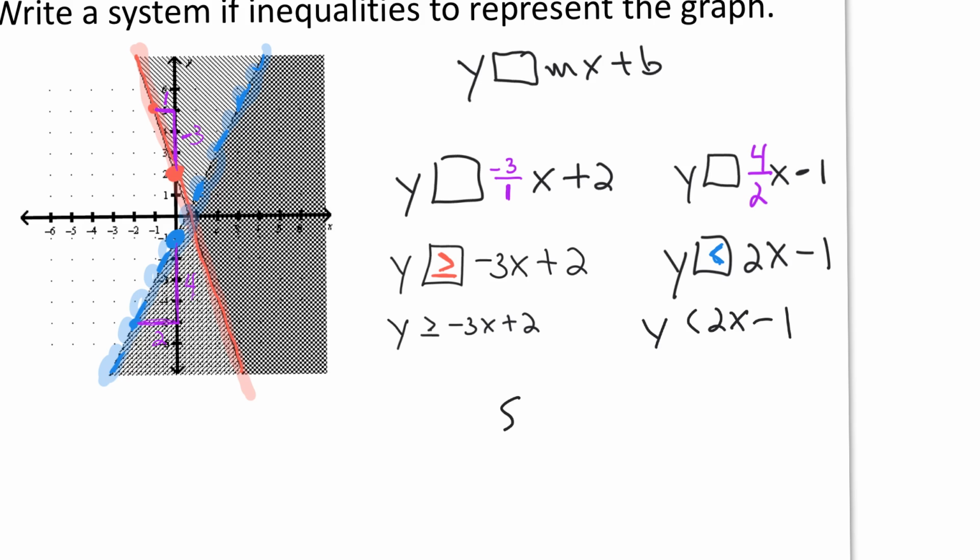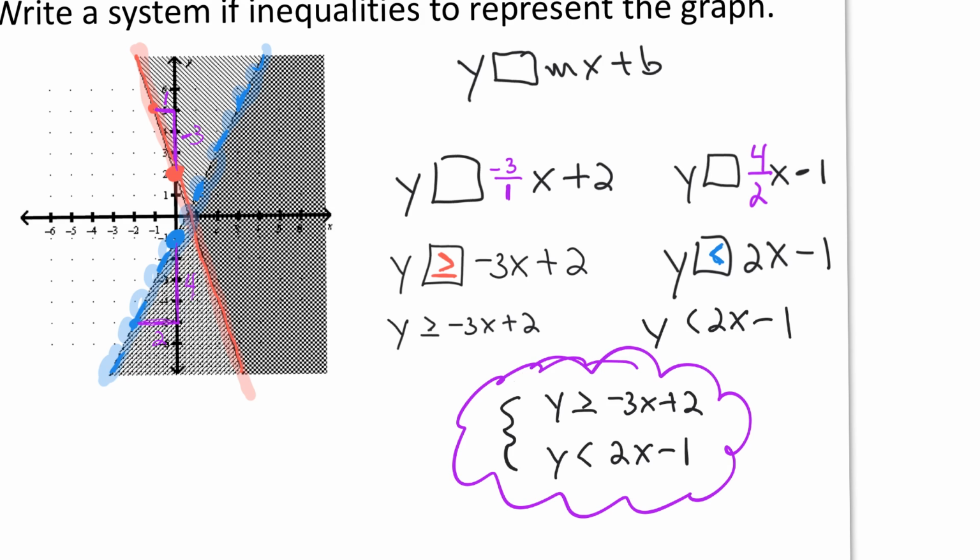Now the system, this is how we write down the system. We put the two inequalities on top of each other. So y is greater than or equal to negative 3x plus 2, and y is less than 2x minus 1. All right, guys. So that is my system that represents the graph.